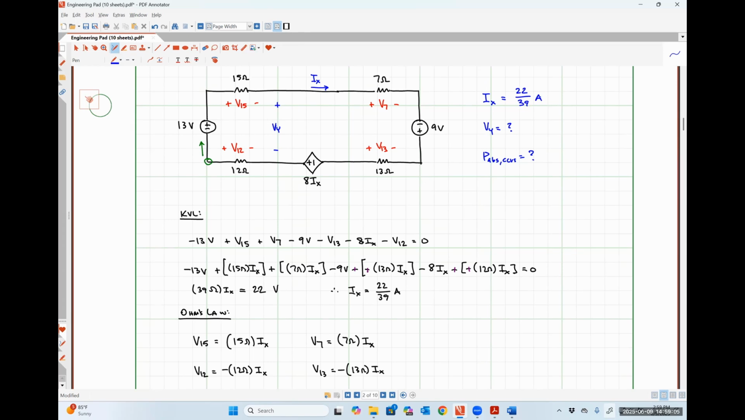Let me just throw this in a calculator real quick to make sure I didn't make some sort of dumb mathematical mistake. It is indeed 39, and 13 plus 9 is indeed 22. Okay, and I algebraed it correctly by moving it around. So we figured out IX. Does anybody have any thoughts on how we might figure out that voltage VY?